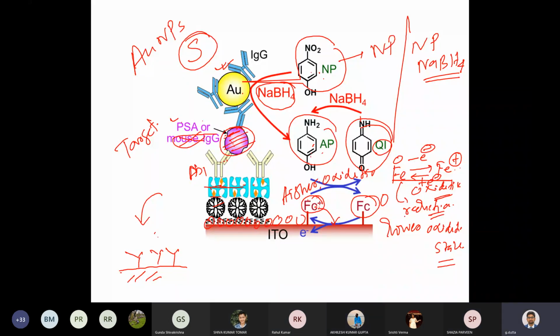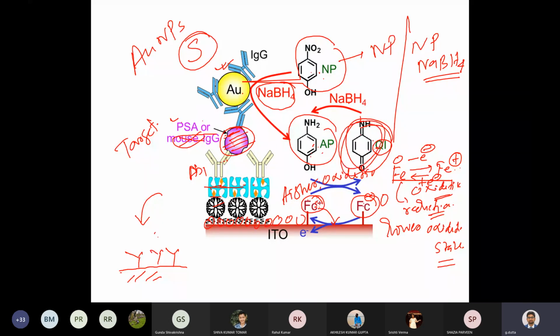Okay, so now what we are doing, your surface already contains Fc plus, means higher oxidation state. Then this Fc plus will be converted to the Fc0, lower oxidation form, and your aminophenol automatically will be converted to the quinonimine. So Fc plus will form Fc0 and aminophenol will convert to quinonimine, QI. This is this form.